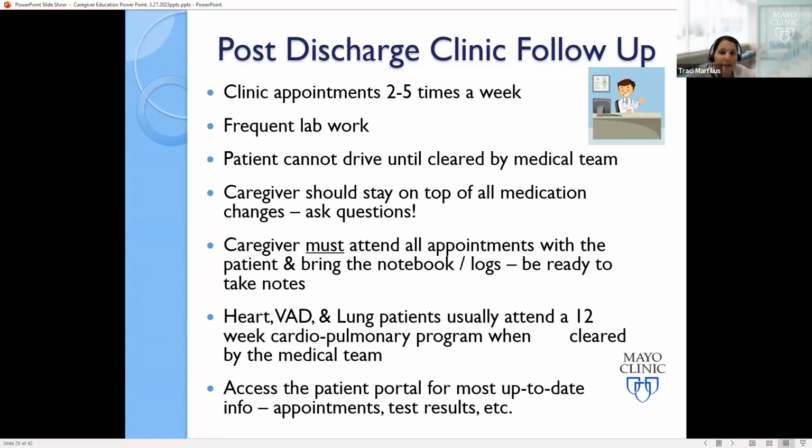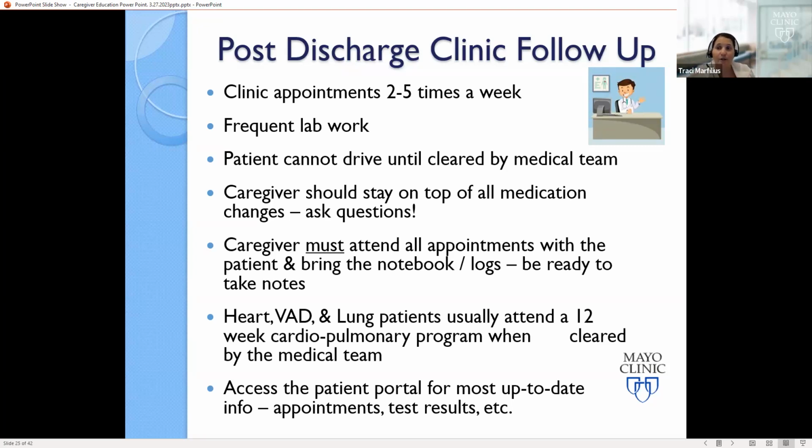As I said earlier, you attend every appointment with the patient. In that hospital setting, you are going to get a binder of information. That binder has information about keeping track of their medications, how to monitor their vital signs, and taking notes about everything so that you can show the medical team and have a solid understanding about everything.